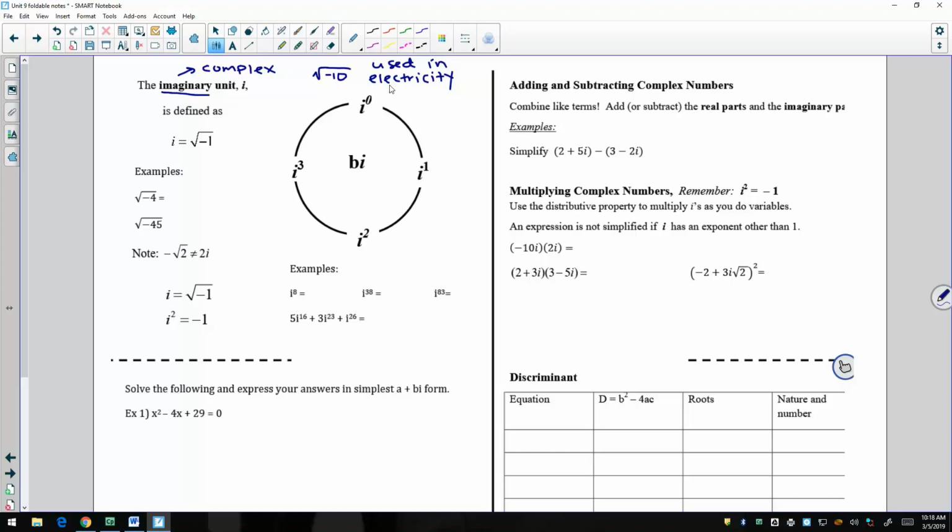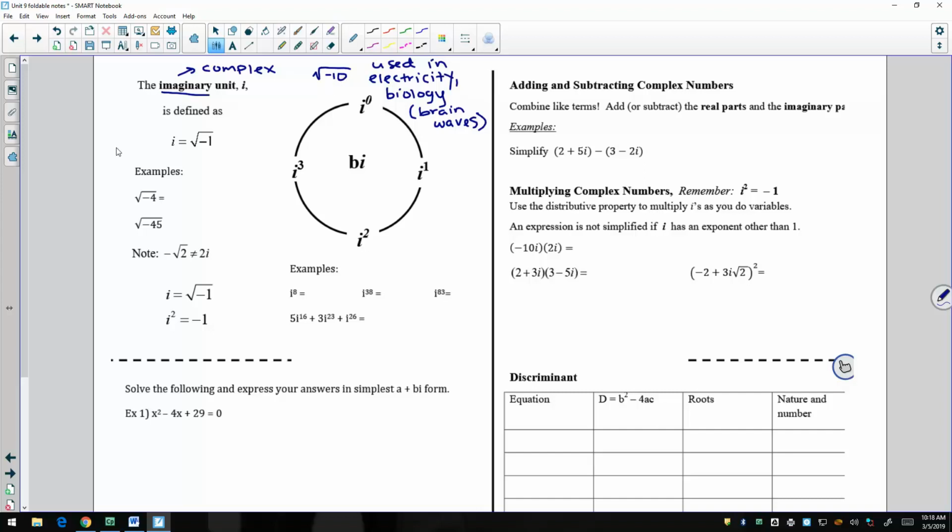And it is also used in biology a lot when you're talking about brain waves. So depending on what field you go into after high school, you may or may not ever have to deal with negative or imaginary numbers, which would be negatives underneath square roots.